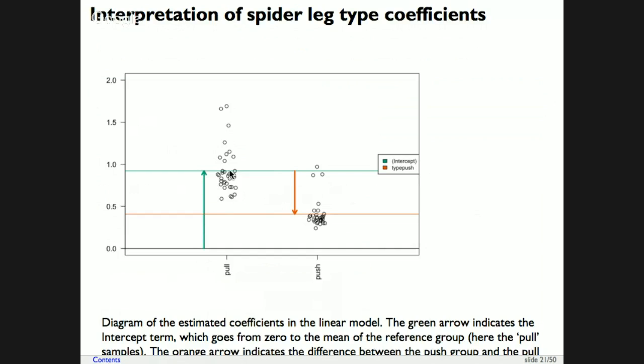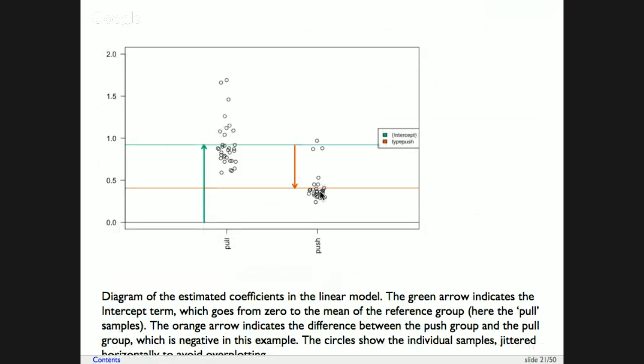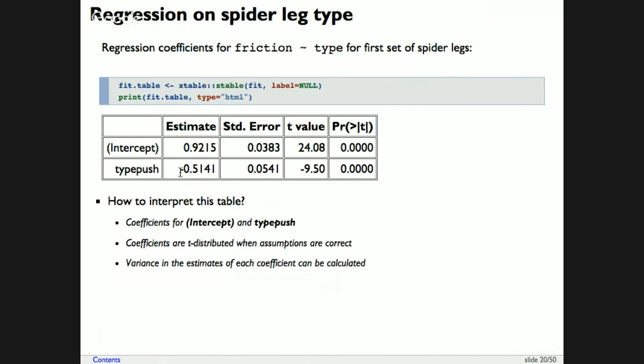And the intercept minus this coefficient gives us the mean friction coefficient for the comparison category, and this coefficient directly gives us the difference between the two categories. And so you can understand from this that pull gets higher values than push, even without plotting it. You can understand that from this negative estimate, because it tells you that if it's a pushing type leg, you have to subtract 0.51 for the expected friction coefficient.